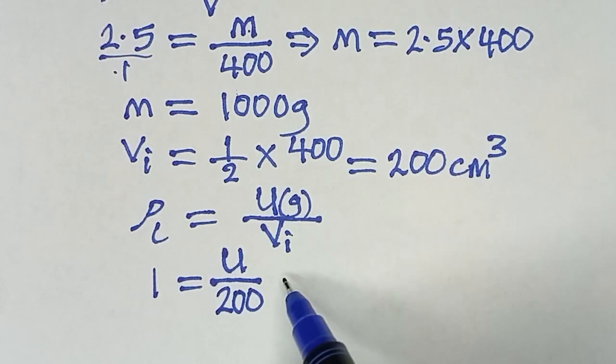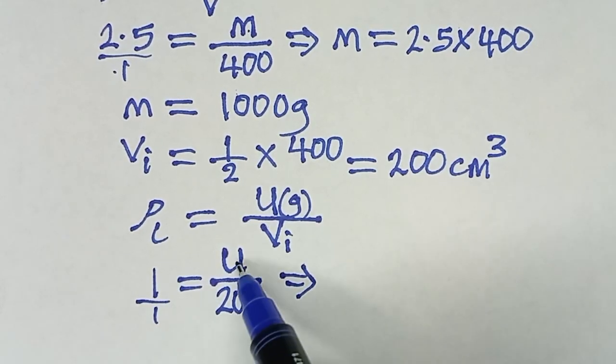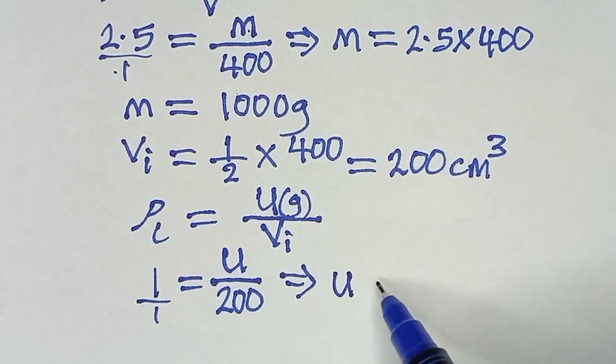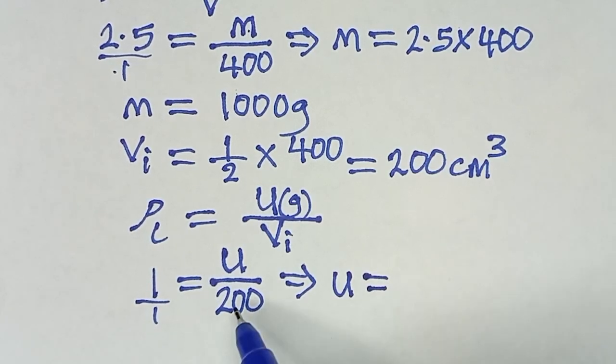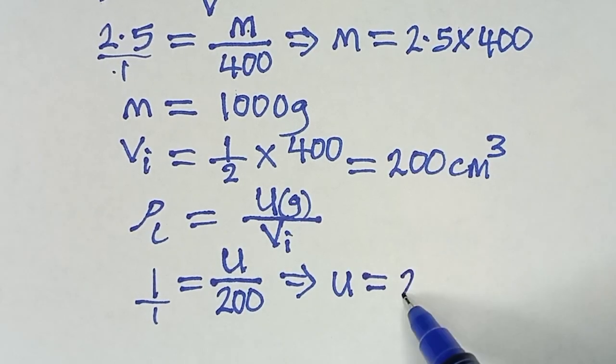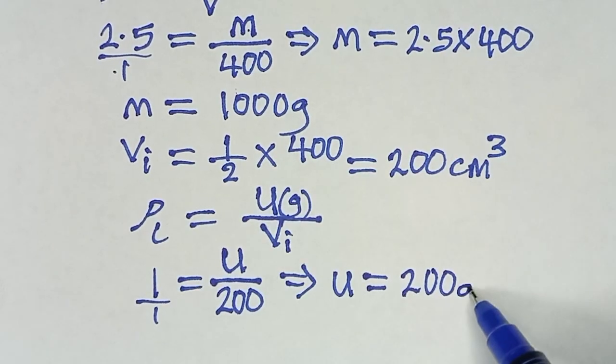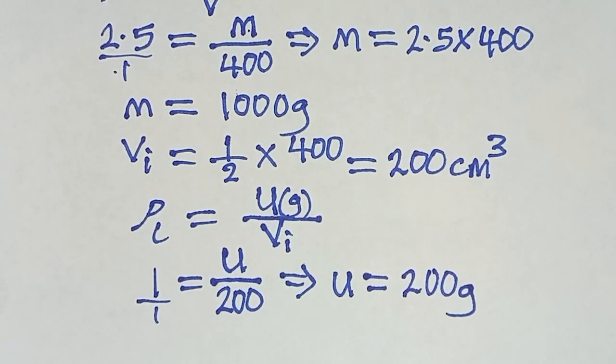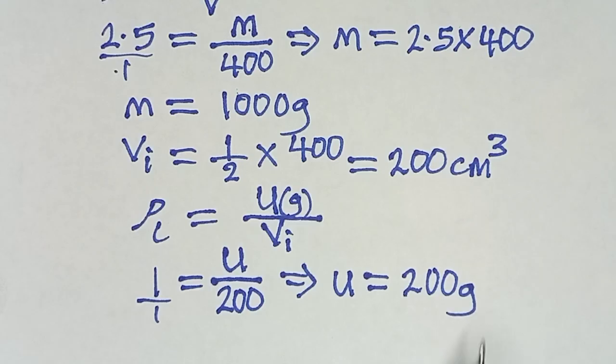So by the time I cross multiply, this is like 1 over 1. U multiplied by 1 is U, that is the upthrust, is equal to 200 multiplied by 1, which is 200. So the upthrust is 200 gram. So that is the upthrust.